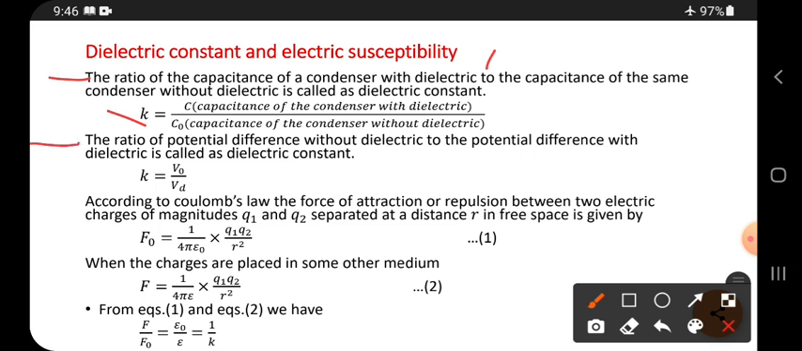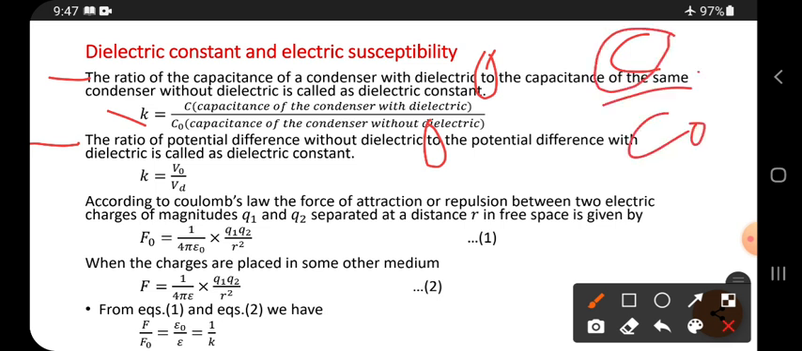Next, the ratio of potential difference without dielectric to the potential difference with dielectric is called the dielectric constant. Here, are you observing or not? I am using the word "to". Generally, if C by C naught is there, the word "to" indicates division. So when there is a division, you have to write it in words as "to" only.